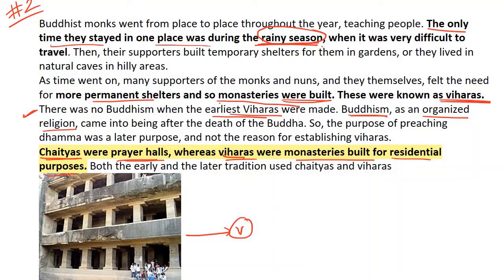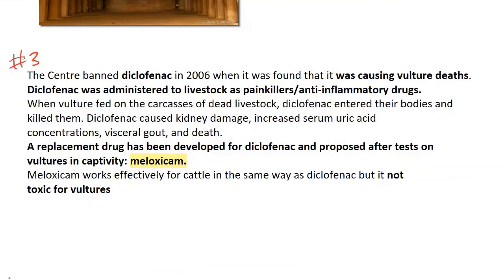And so just remember this, Chaityas क्या थे? Chaityas prayer halls थे, and viharas were monasteries that were built for residential purposes. Next fact, the third fact is about Diclofenac.